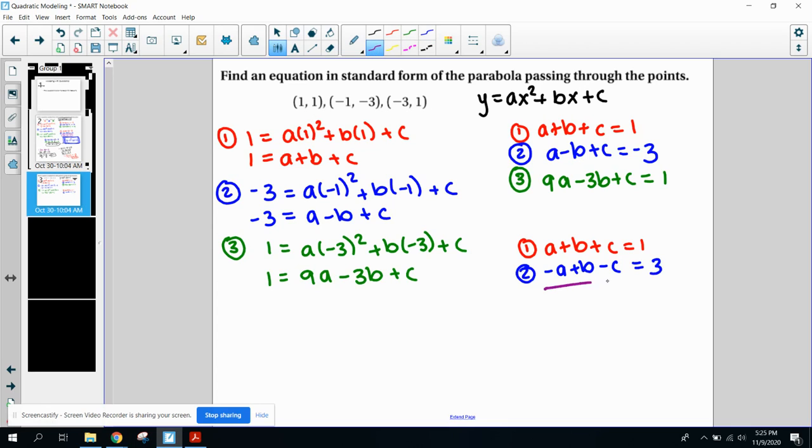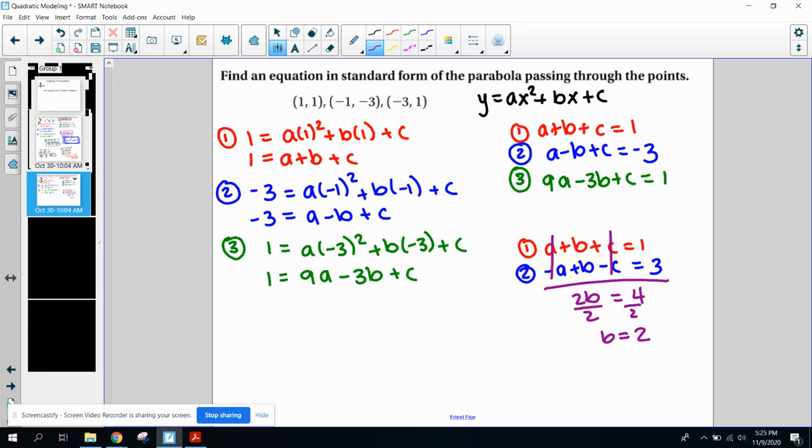So now I'm going to go ahead and add this straight down. So my a's are going to cancel out. B plus b is going to give me 2b. My c's are also going to cancel out, and that's equal to 4. Okay, so it's okay if things cancel out more than one at a time. So now right away I can solve for b. I can divide both sides by 2, and I get that b is equal to 2.